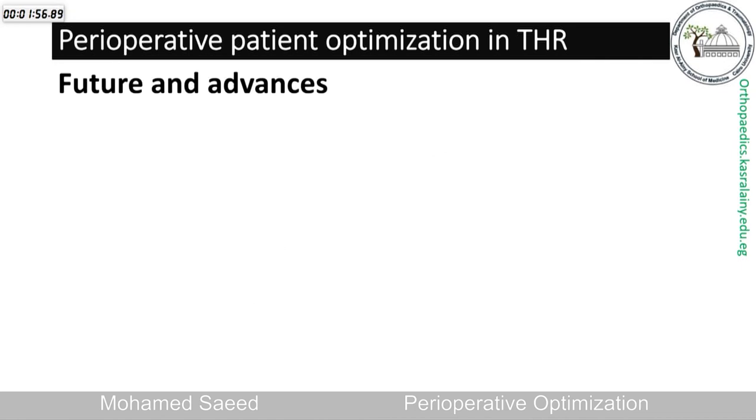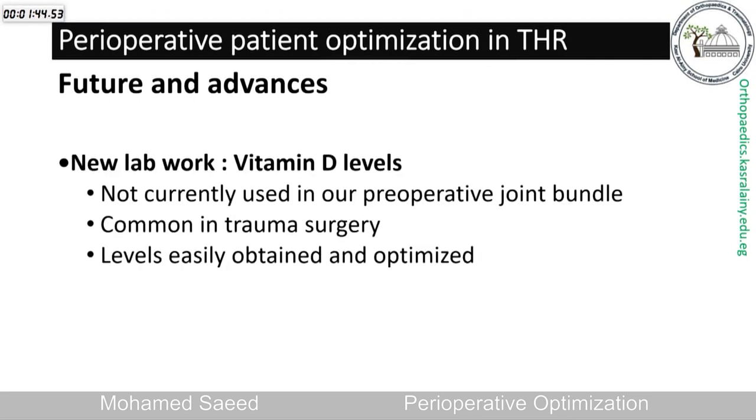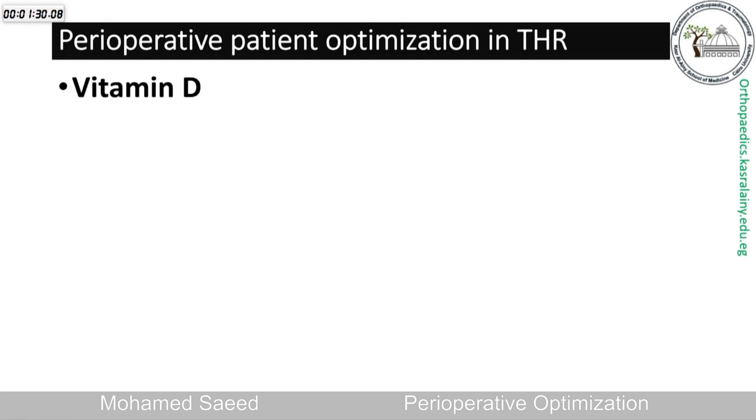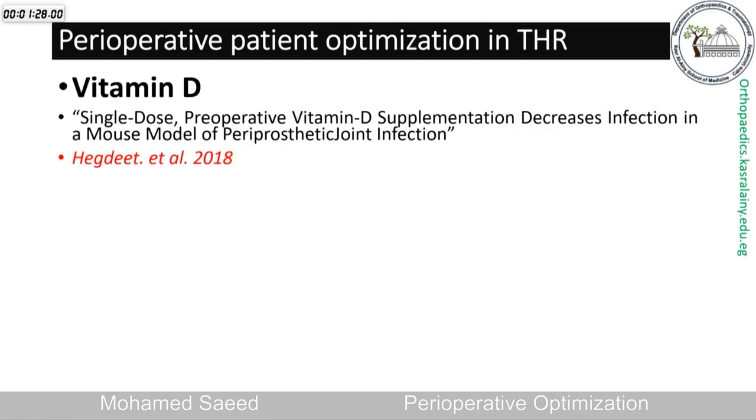Futures and advances. What are the new things that can be done, which science is now studying, to see if they are significant enough to be implemented in the preoperative, intraoperative, or postoperative bundles? New lab work like vitamin D level is not currently in the preoperative bundles yet, but it is coming. And patient automated communication, we will talk about these too. They will be added to the bundles.